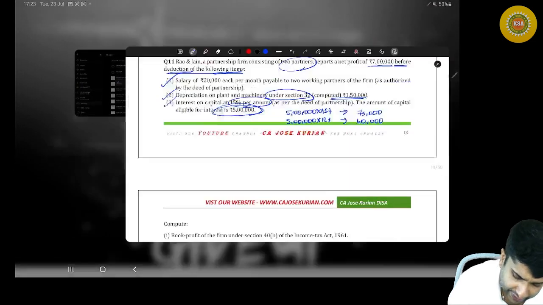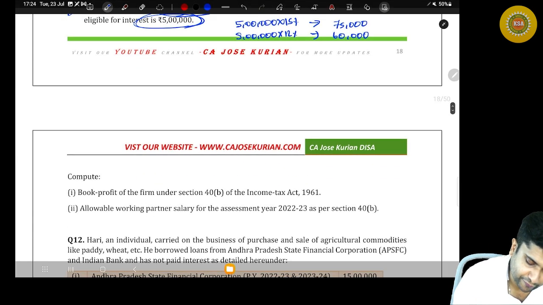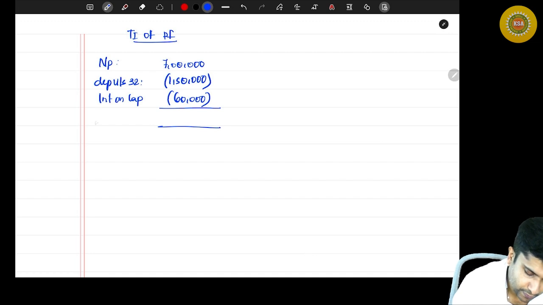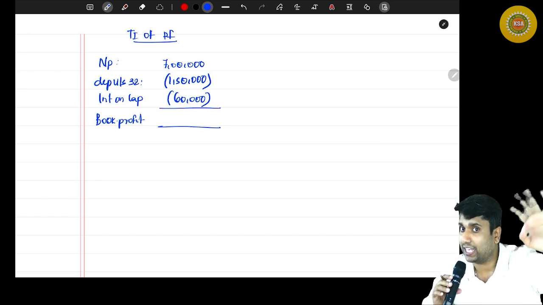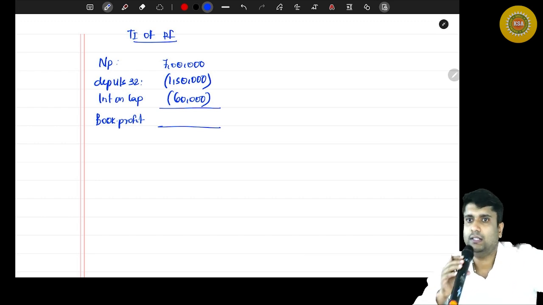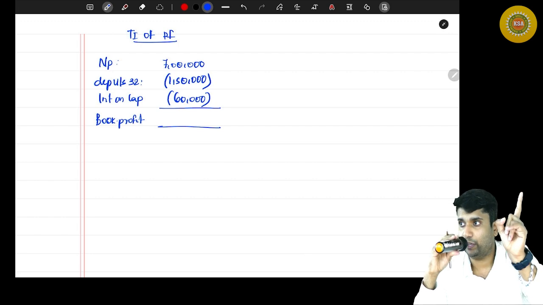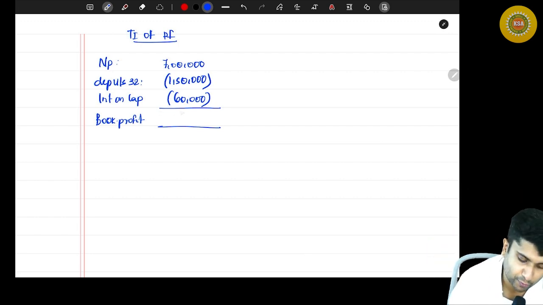Now you tell me, what is the next one? Compute the book profit of the firm under 40B of the Income Tax Act 1961. So can you help me? How much is the book profit? Book profit means you adjust everything under PGBP, but don't adjust the remuneration and don't adjust brought forward business loss. That's what we have learned. Are you with me? So we have adjusted everything apart from remuneration, and there is no brought forward business loss in this question. So can you help me with the figure? How much is the book profit?